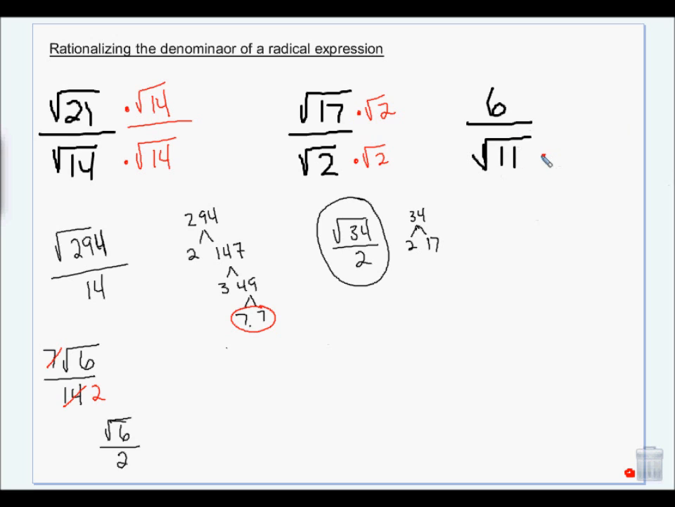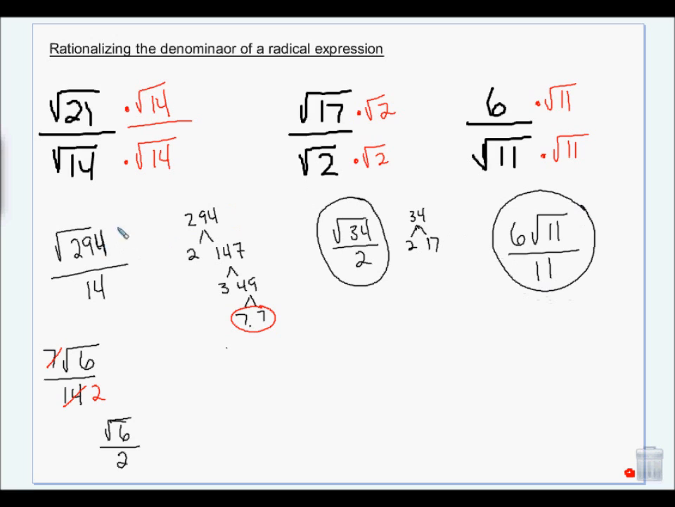To get rid of an 11, you multiply by an 11. And 6 and 11 don't reduce, so I'm done.